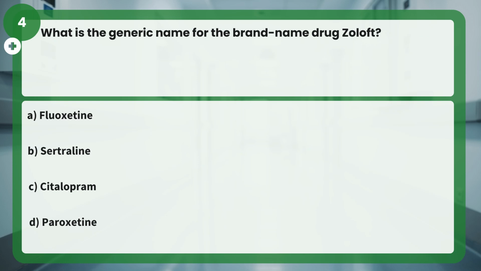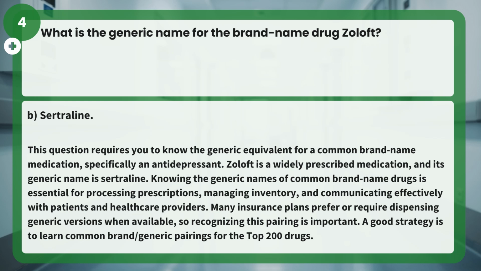Question 4. What is the generic name for the brand name drug Zoloft? A. Fluoxetine. B. Sertraline. C. Citalopram. D. Paroxetine. Answer: B. Sertraline. This question requires you to know the generic equivalent for a common brand name medication, specifically an antidepressant. Zoloft is a widely prescribed medication, and its generic name is sertraline.